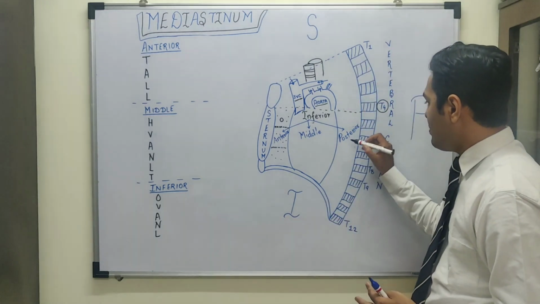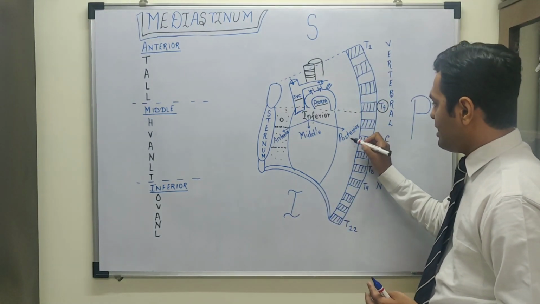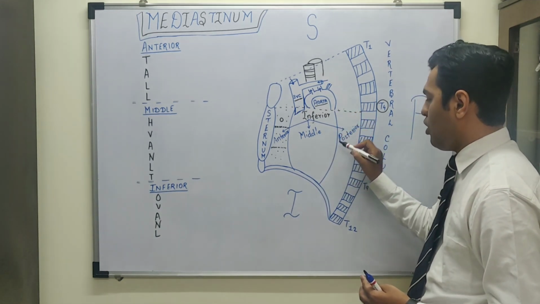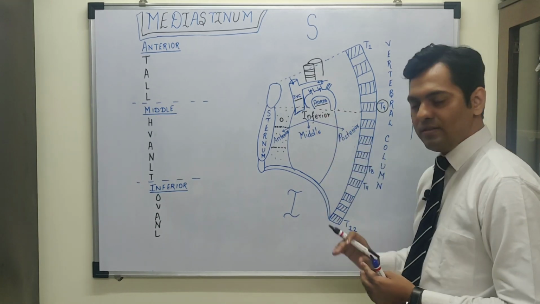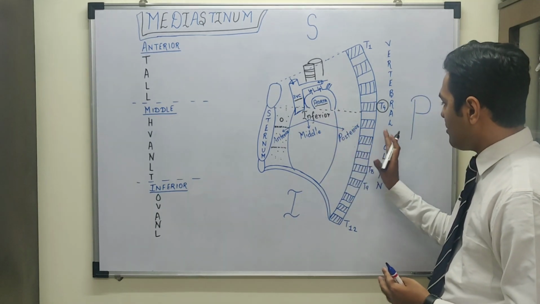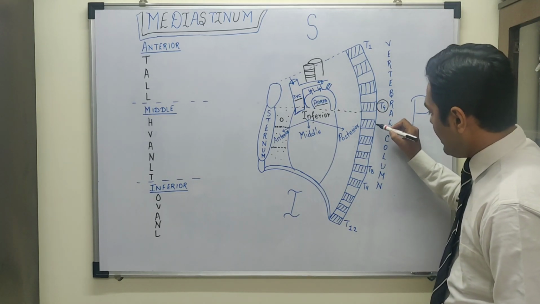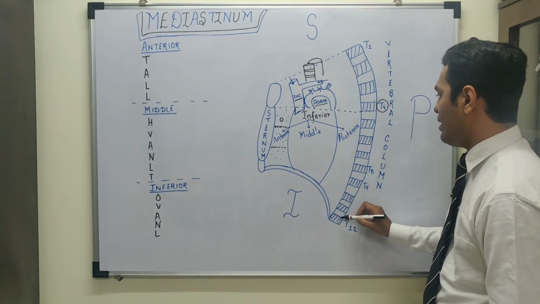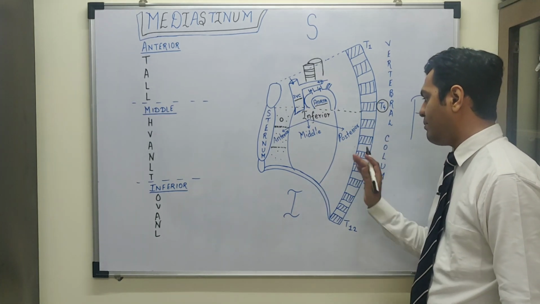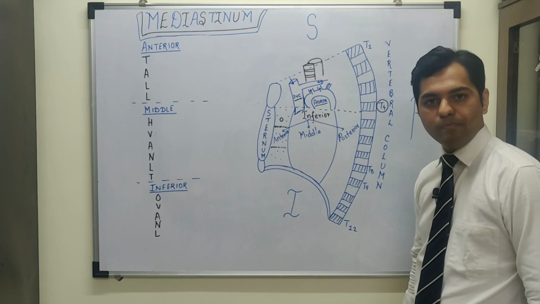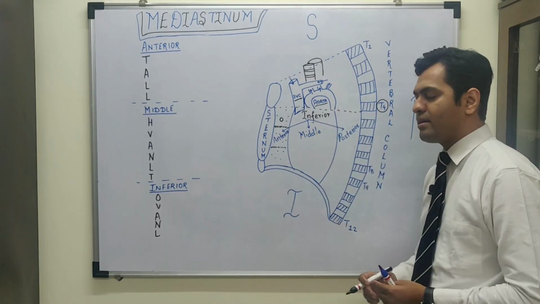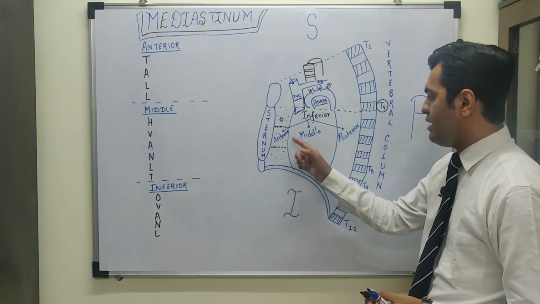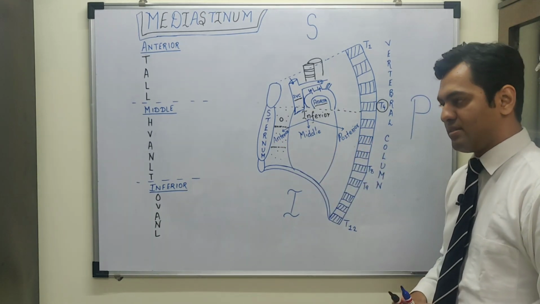When we describe the posterior mediastinum, its anterior boundary is formed by the pericardium. Also, it contains the pulmonary vessels anteriorly. The posterior boundary is formed by the 8 thoracic vertebrae from T5 up to T12. So these are the 8 thoracic vertebrae which form the posterior boundary. And laterally again it has the mediastinal pleura. So these were the boundaries of the anterior, middle and posterior mediastinum.